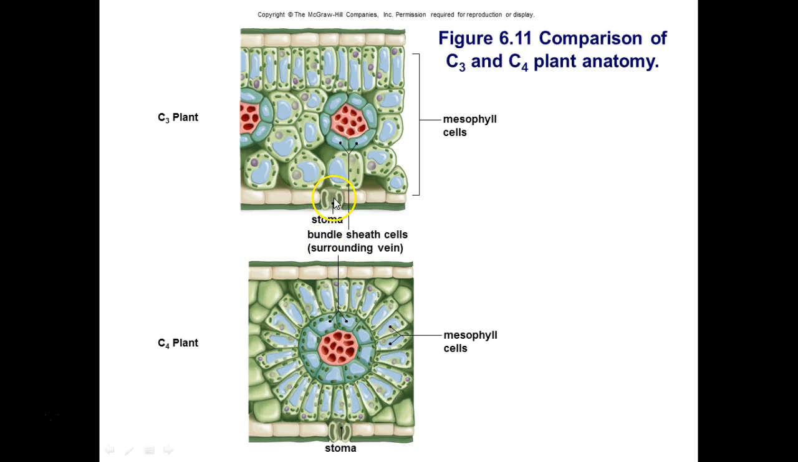And again, we see the stoma. The stoma will be the opening. Both of these plants typically will have their stomates open during the day and closed at night, but they can close their stomates when it gets hot and dry. So the C4 plant is going to be favored when it gets hot and dry.